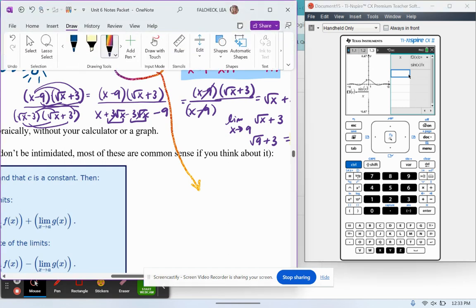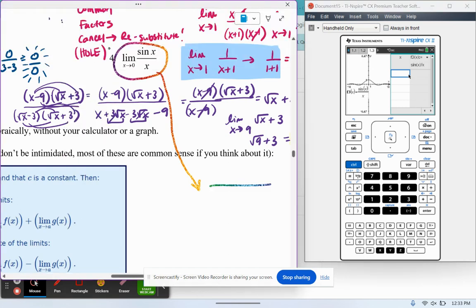I feel like people always mess this up. Negative 0.001. Yeah. Okay, there you go. And then what about on the right? 0.0001. So you can see it's 1. You visually saw on the graph that it was 1. When you evaluated it right at 0, it was undefined because you can't divide by 0.